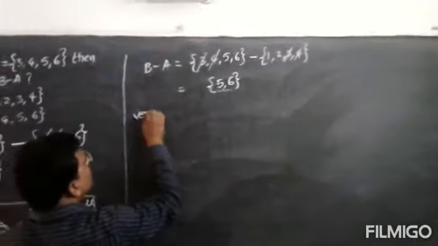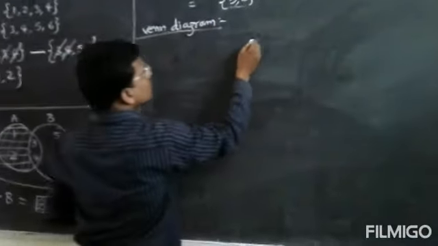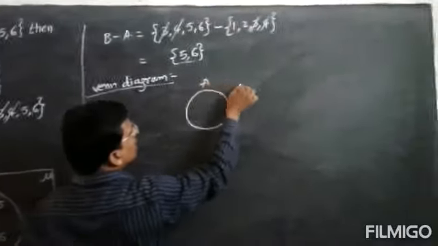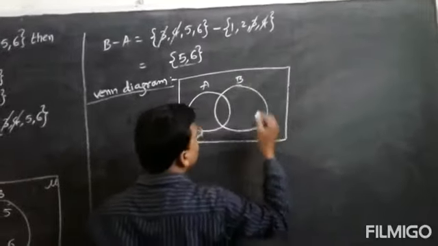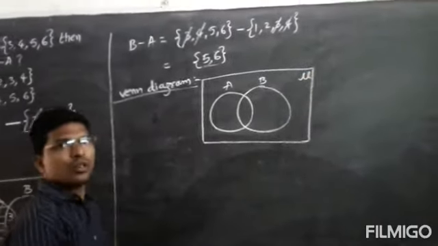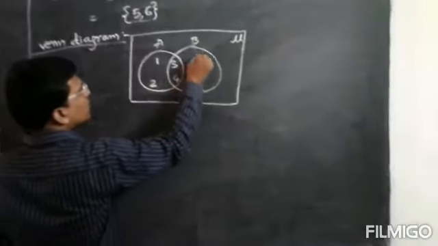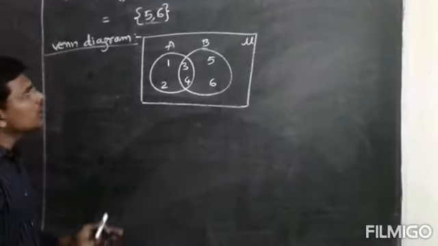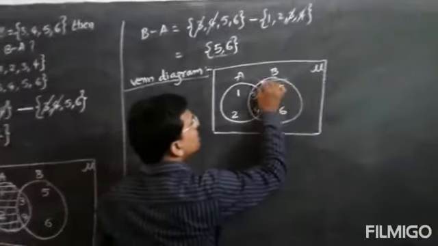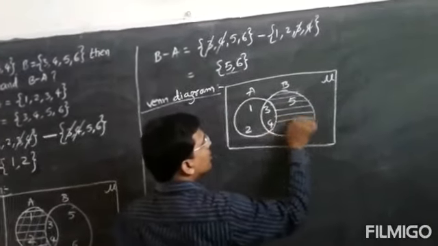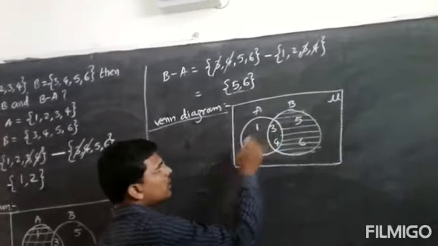And the Venn diagram representation. See, set A and set B, draw the rectangular box, and this is the μ, universal set. And what are the elements? 1, 2, 3, 4, 5, 6. So here the representation will be, 5 comma 6 elements only. So this shaded region should not enter into the common area.